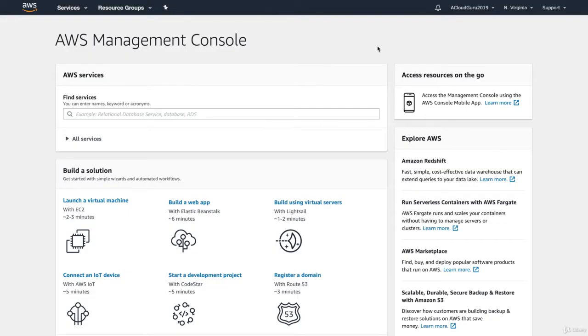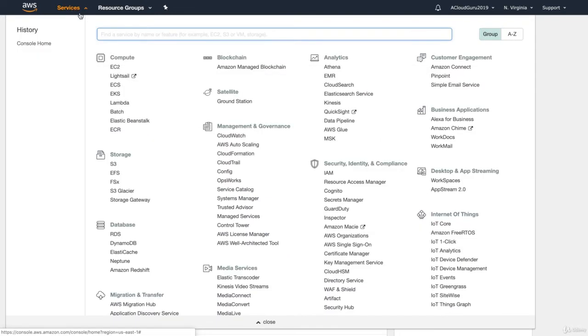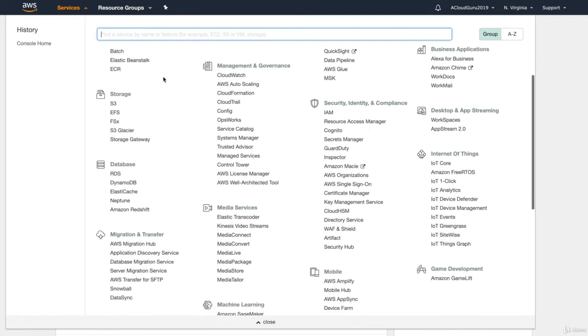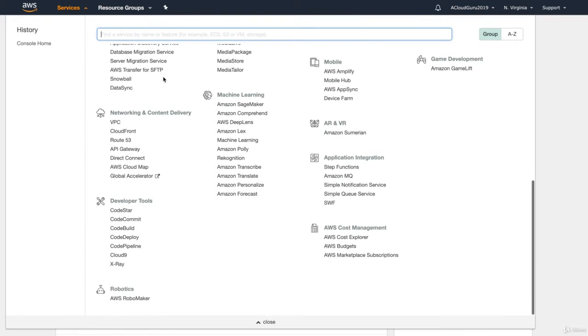Don't worry, in the next lecture, we're going to look at how you can sign up to the console using the free tier. So if you haven't already signed up, I'll show you how to do that in the next lecture. And if you want to see all the services, you can click up here and go to Services, and you can group them or you can do them from A to Z. And if we scroll down, there's an awful lot of services.